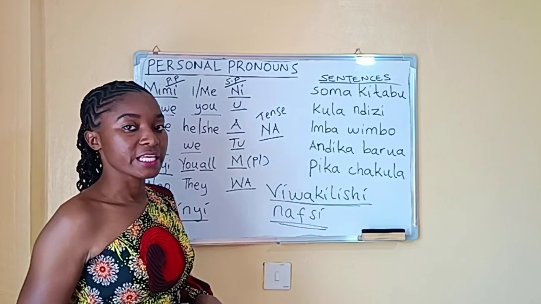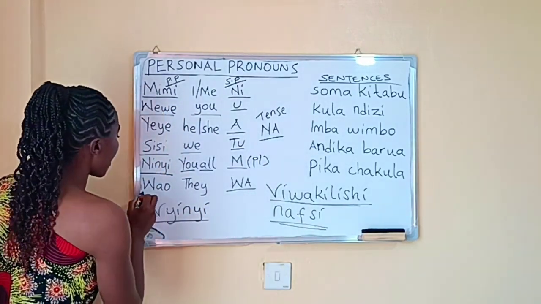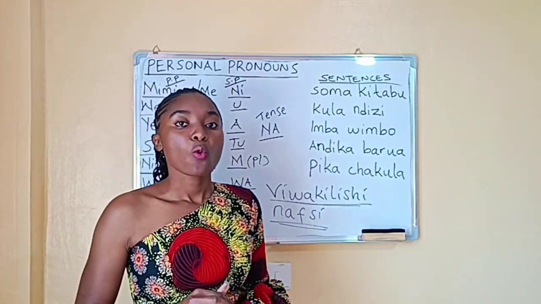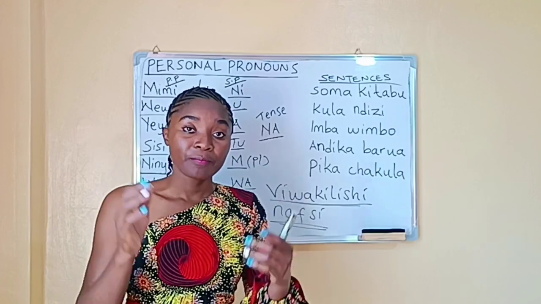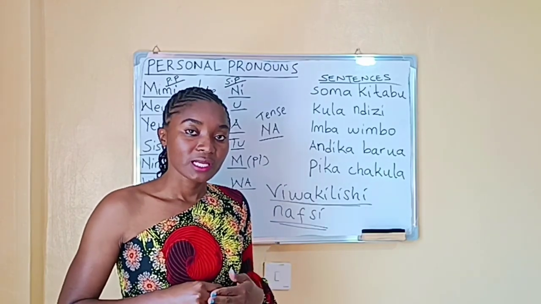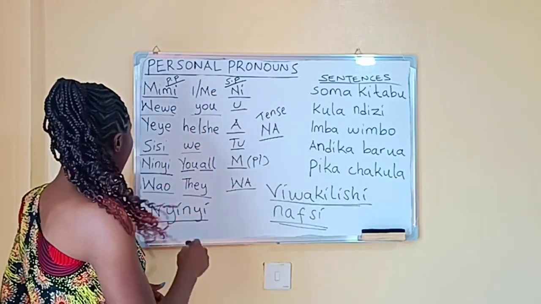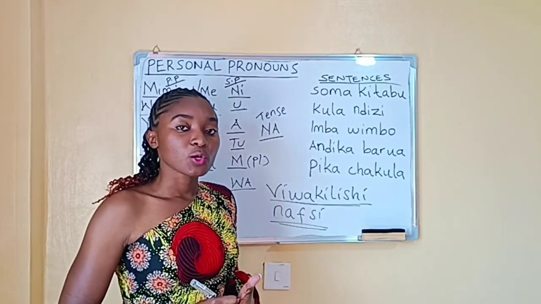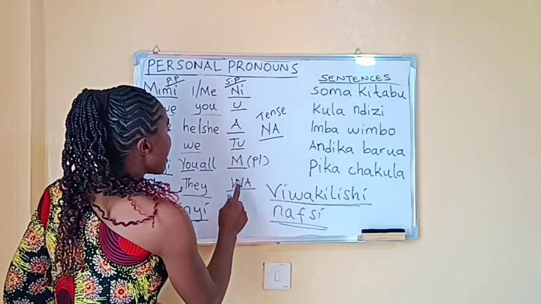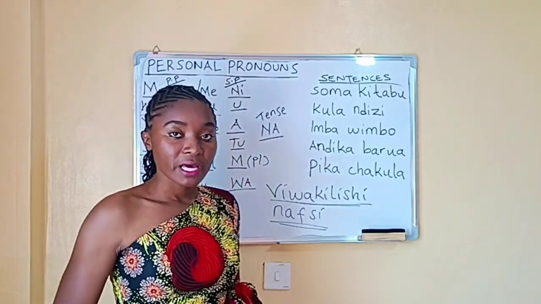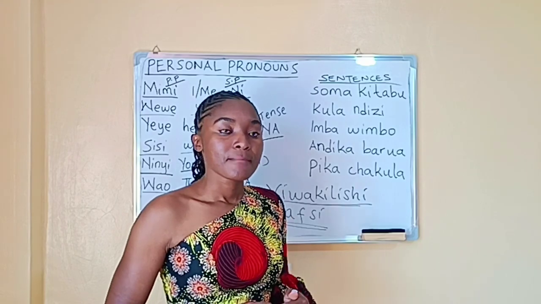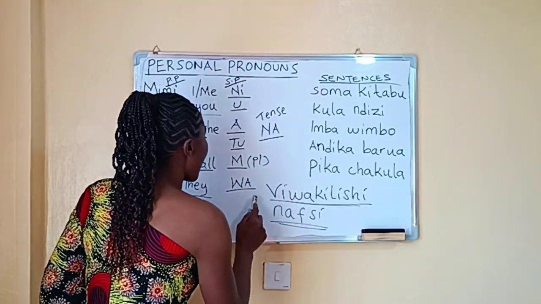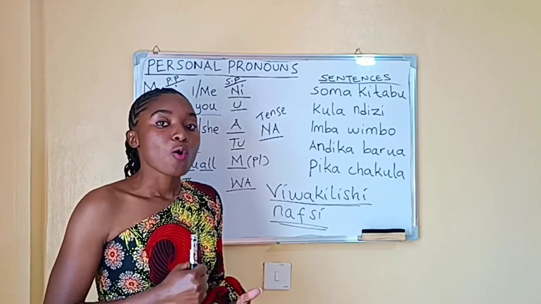And then lastly, we have wao, which is they or them. If you're referring to them, you say wao in Swahili. Wao, they. Nyinyi is always represented by m. And wao is always represented by wa. So you say wao, wa.